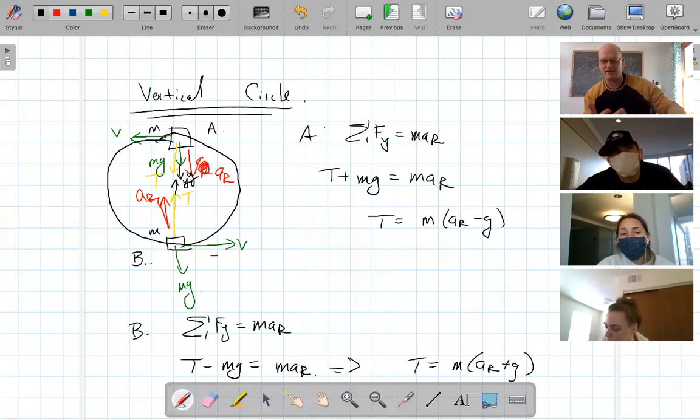Another example of this would be if you go on a loop-the-loop in a roller coaster. When's the last time any of you have been on a roller coaster, one that goes through a full circle? Been a while?